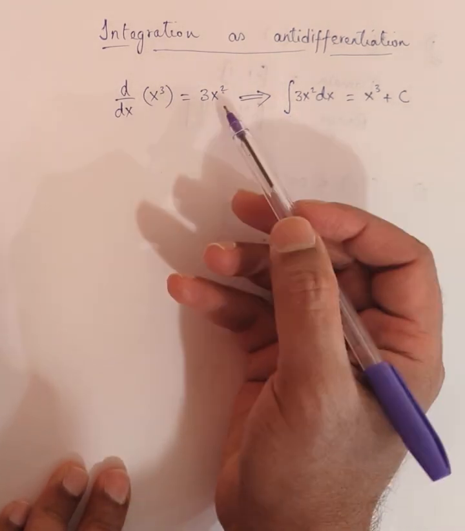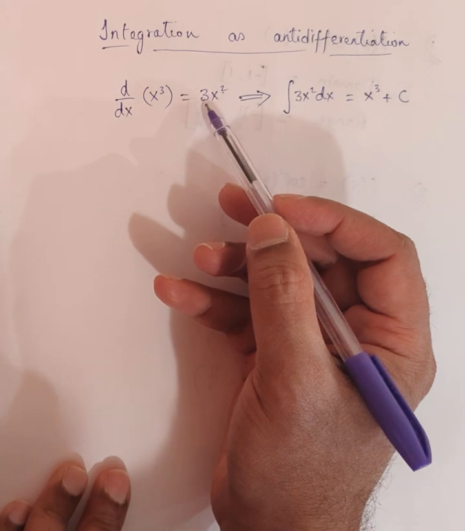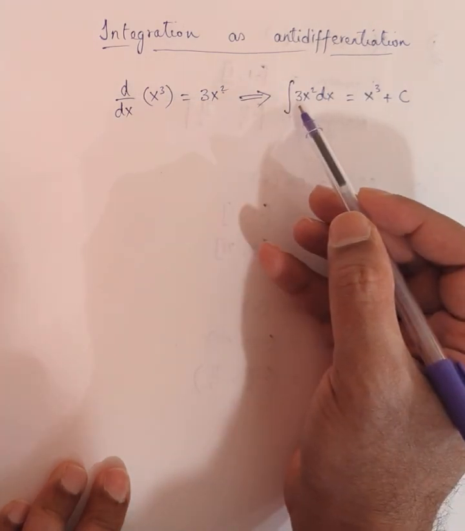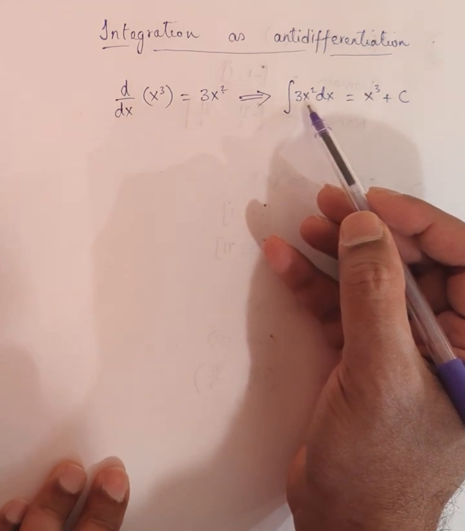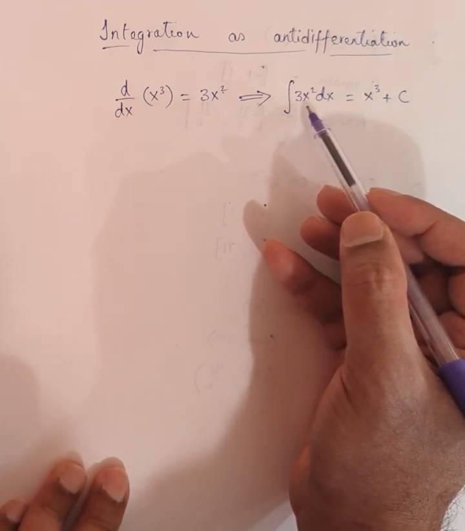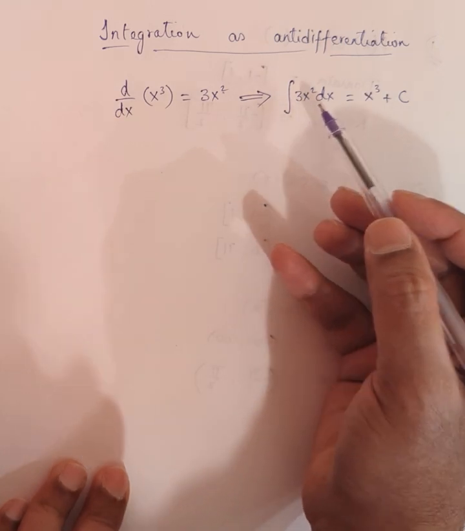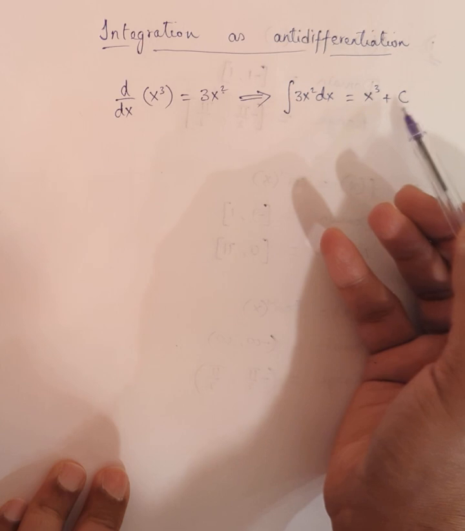So that's the idea of integration. It's trying to find a function whose derivative is your given answer. So if you're trying to find the integral of 3x squared, you're looking for all those functions whose derivative is 3x squared, which means it has to be x cubed plus c.